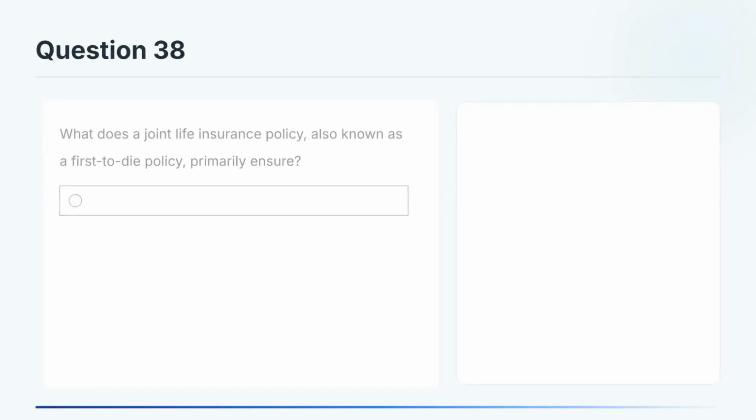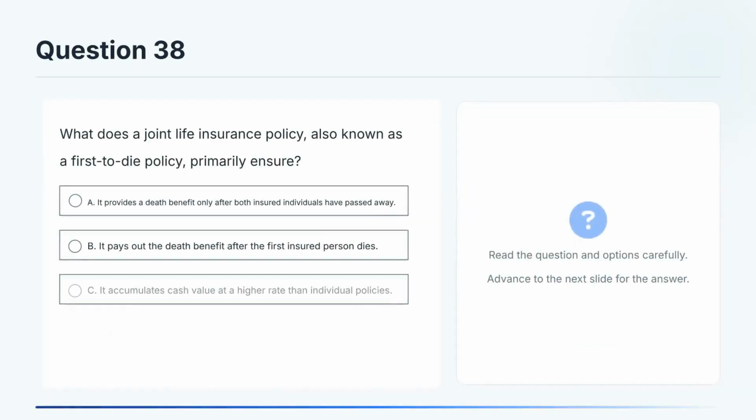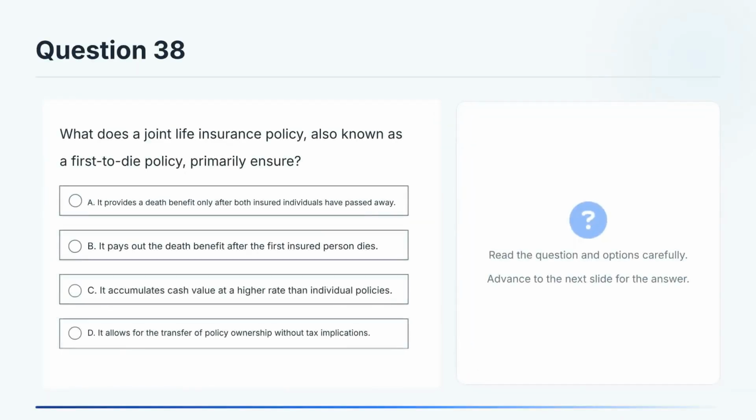Question 38. What does a joint life insurance policy, also known as a first-to-die policy, primarily insure? A. It provides a death benefit only after both insured individuals have passed away. B. It pays out the death benefit after the first insured person dies. C. It accumulates cash value at a higher rate than individual policies. D. It allows for the transfer of policy ownership without tax implications.